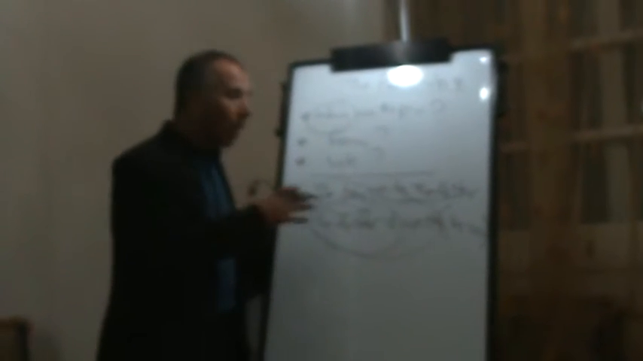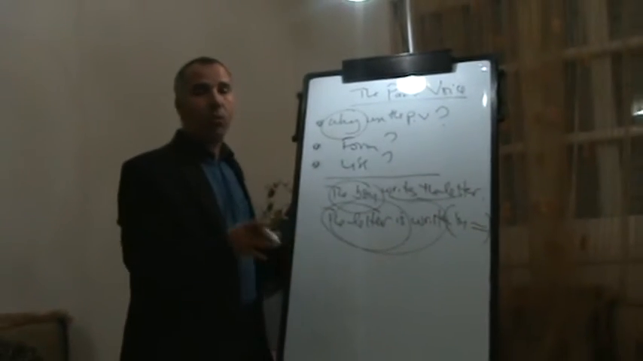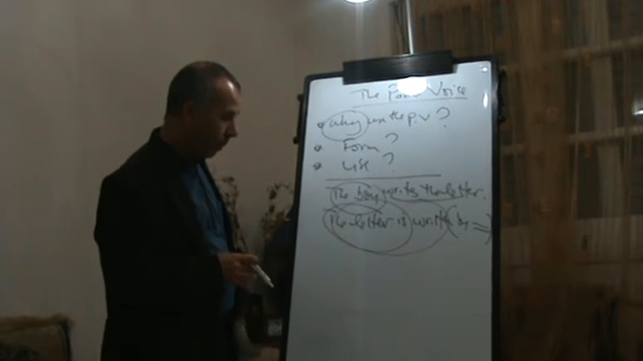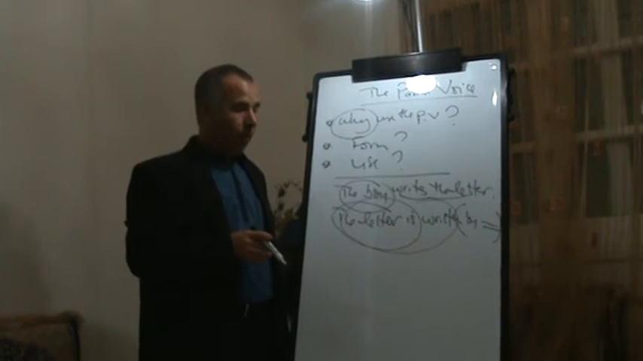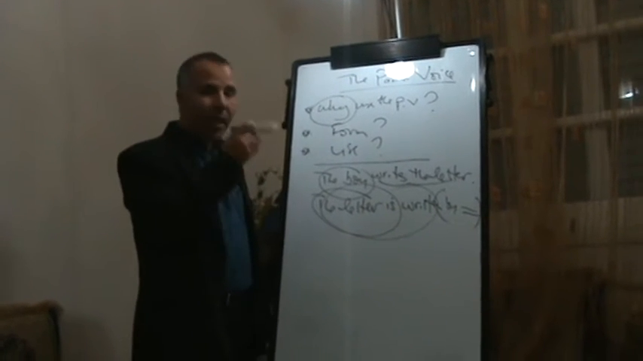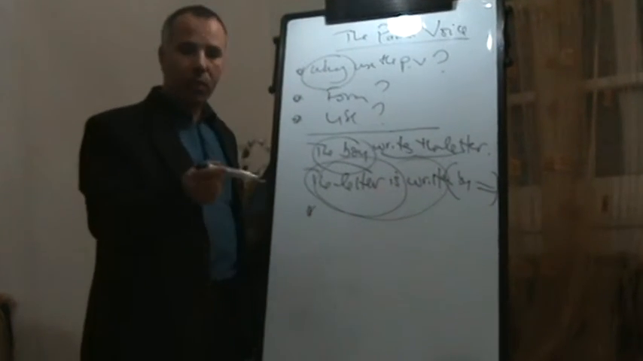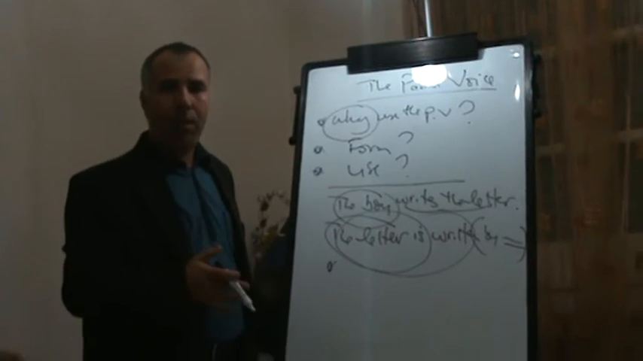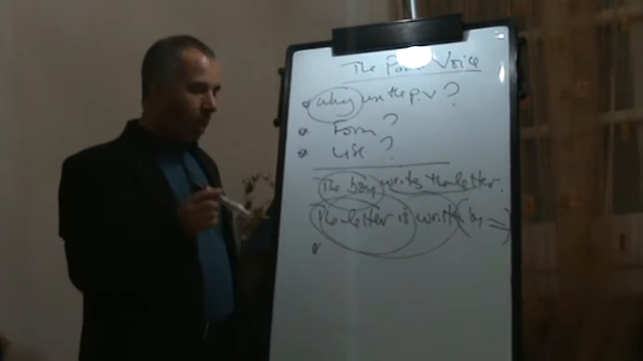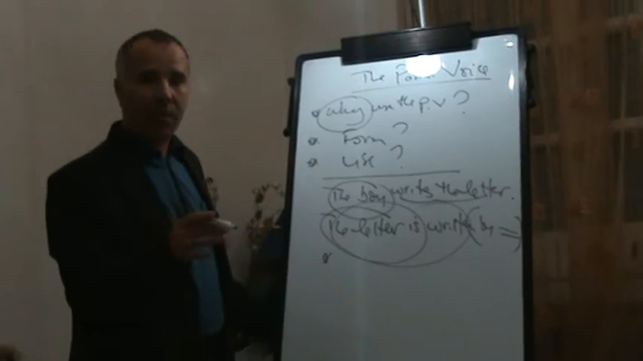Another reason why we use the passive voice is that simply we don't know who is the agent, who does the action, who writes the letter. We don't know, so we can't use the active voice. And finally, there is another reason which is of similar importance. I also explain this through a very simple example.